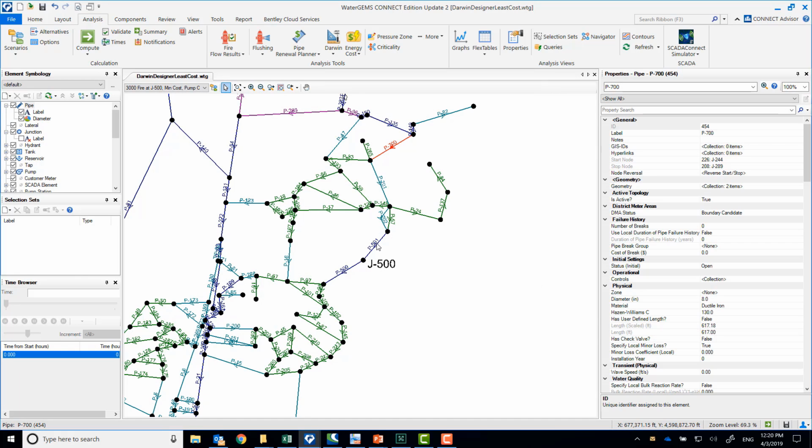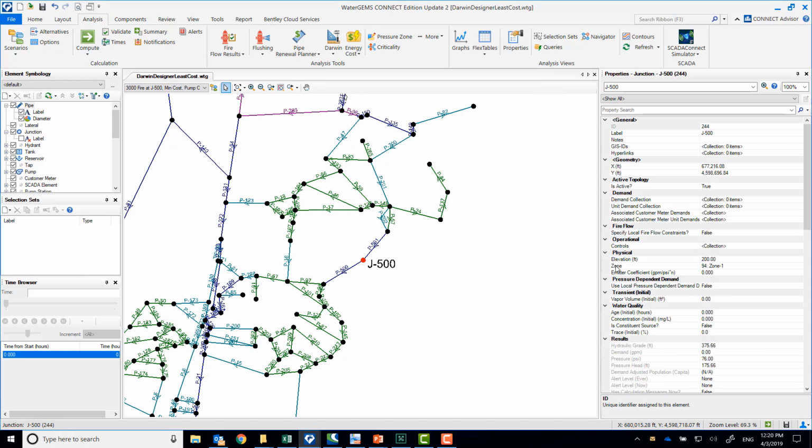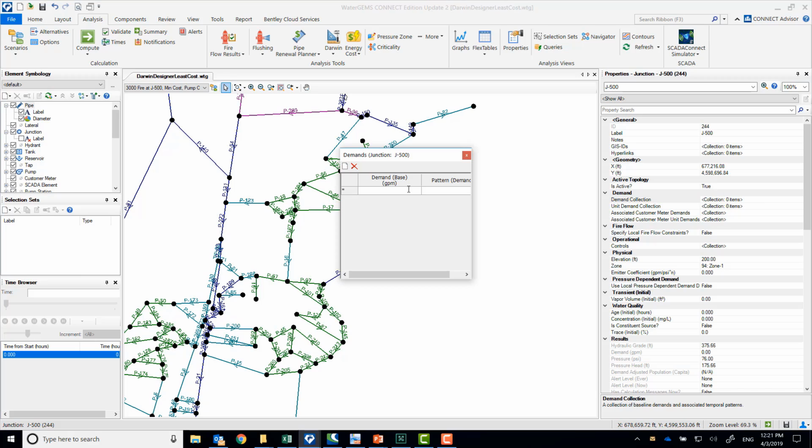And we can see the pressures. So let's take a look at the pressure here. 76 psi, because it's not taking into account, I didn't export demands, right? So it's not considering the demand here of 3,000. Now let's see what happens when we add that demand of 3,000.